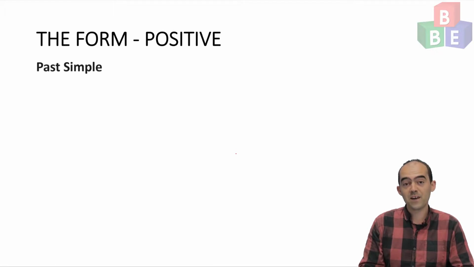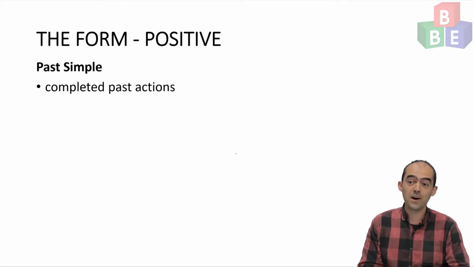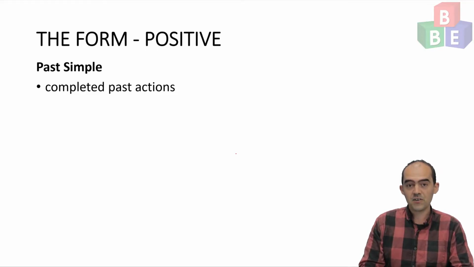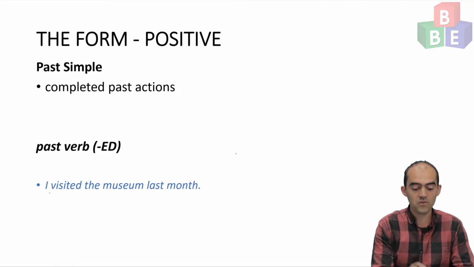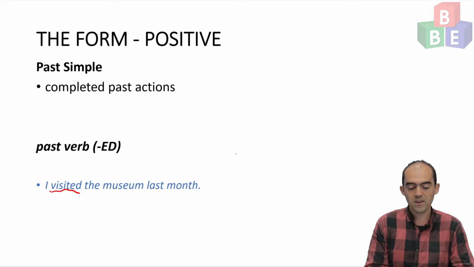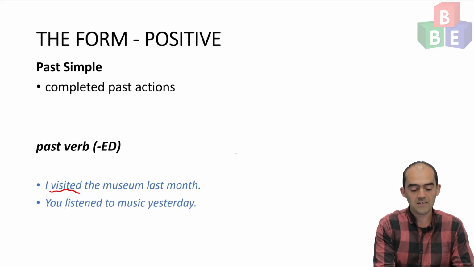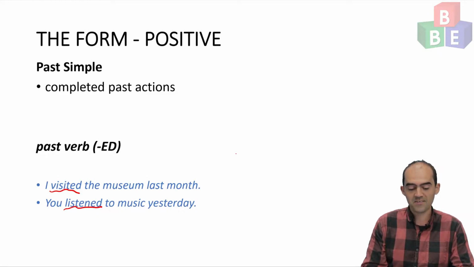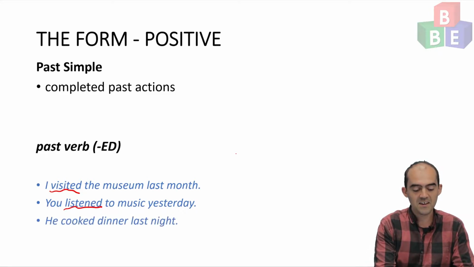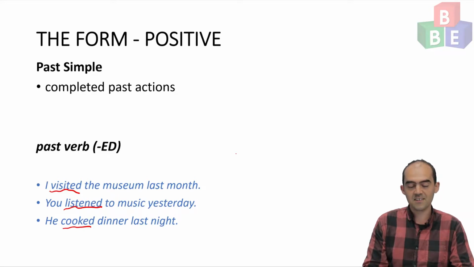Firstly, we have the past simple. We use the past simple for completed past actions. And its form is the past verb or the ed verb. For example, I visited the museum last month. You listened to music yesterday. He cooked dinner last night.